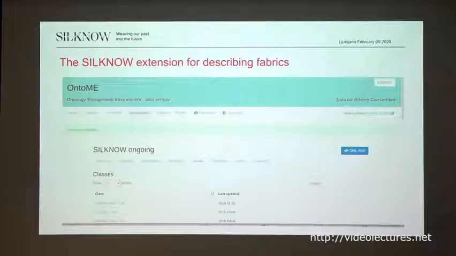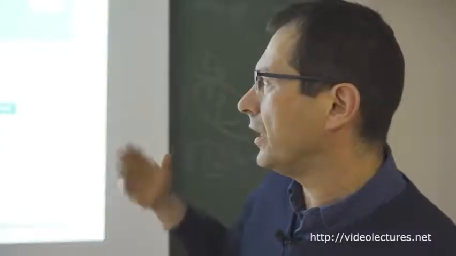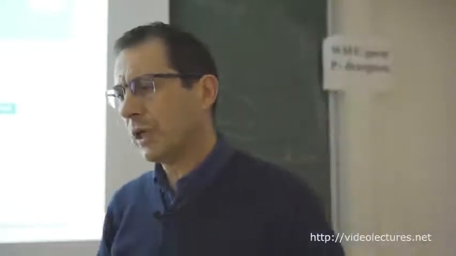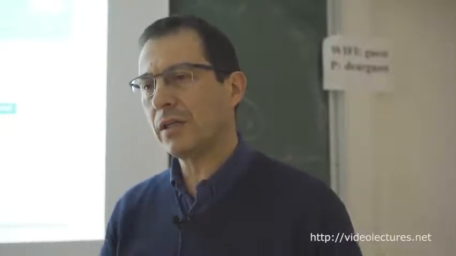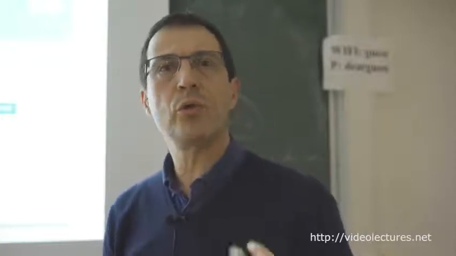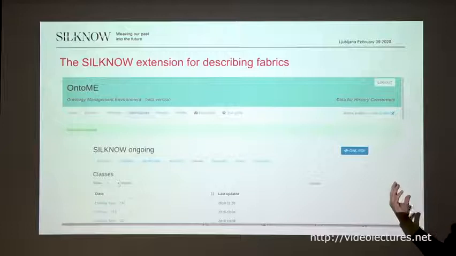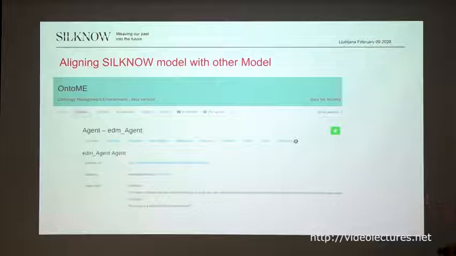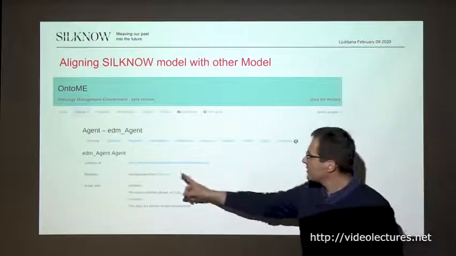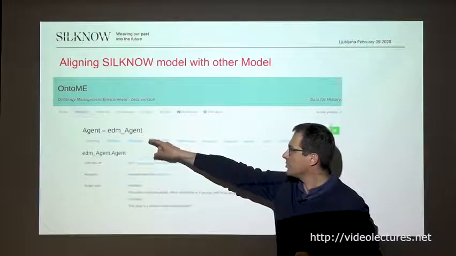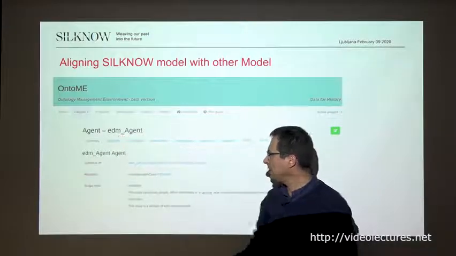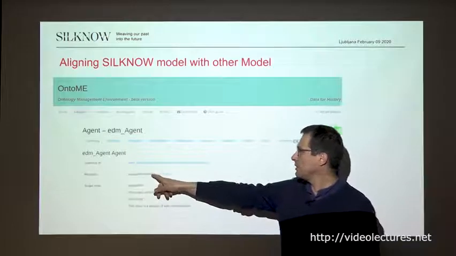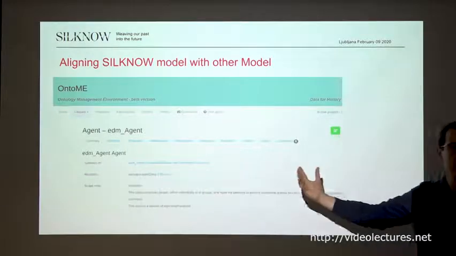And in this environment, we can also align our ontology with other ontologies, for example, with the European Data Model, directly here. You can see here an example. You can see that Agent, the class Agent of the European Data Model, is an equivalent class to the Actor of the CIDOC CRM.